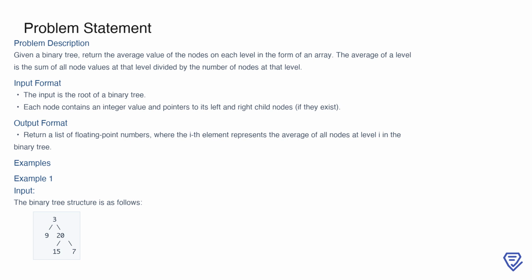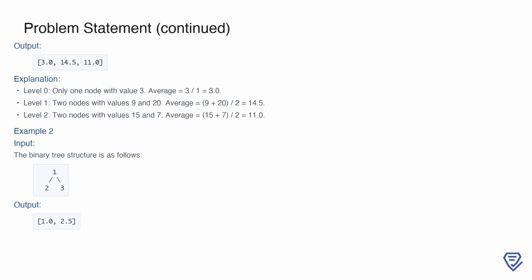In this binary tree, the root node has a value of 3, with two child nodes, 9 on the left and 20 on the right. The node with value 20 further has two children, 15 and 7. This structure creates 3 levels in total. For the given binary tree, the output is an array, 3.0, 14.5, 11.0.